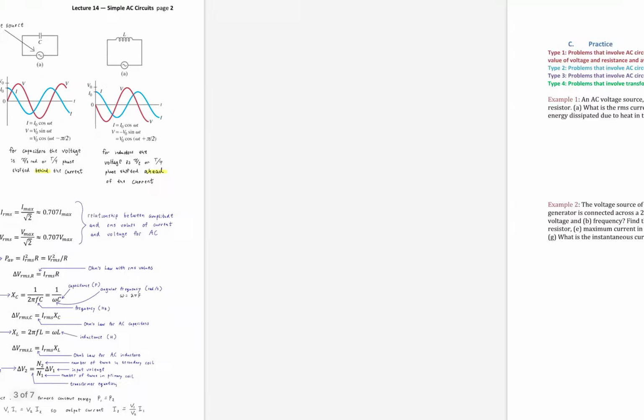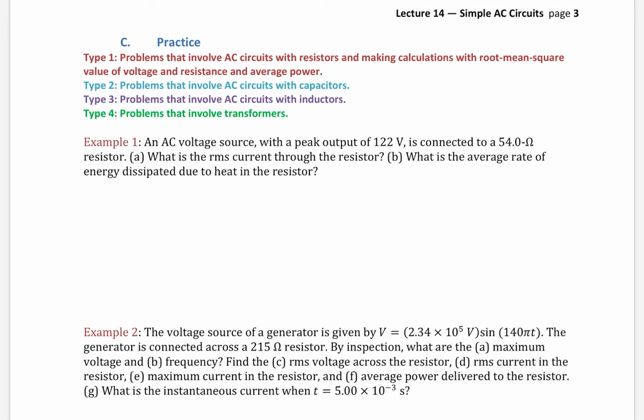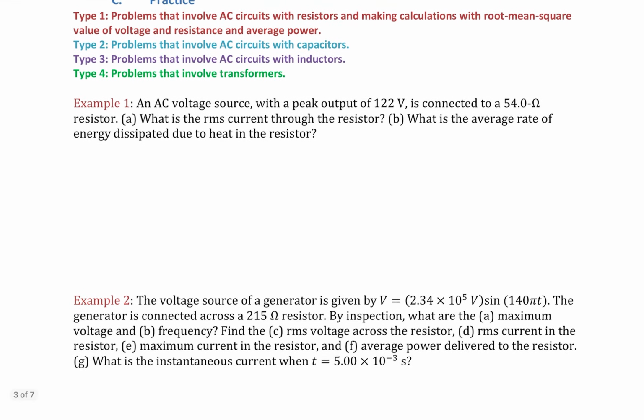Okay, well, let's get to our practice problems, our examples. We've got 4 types. Type 1: problems that involve AC circuits with resistors, and making calculations with root mean square values of voltage and resistance and average power. Then we're going to get into AC circuits with capacitors, AC circuits with inductors, and lastly, transformers. Just a natural way to split up the problems.